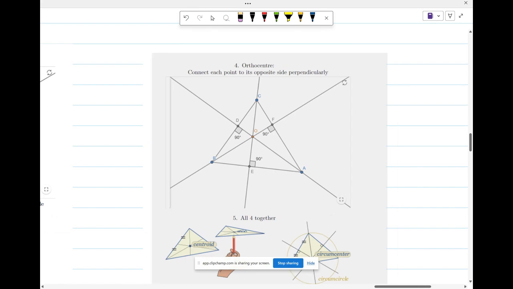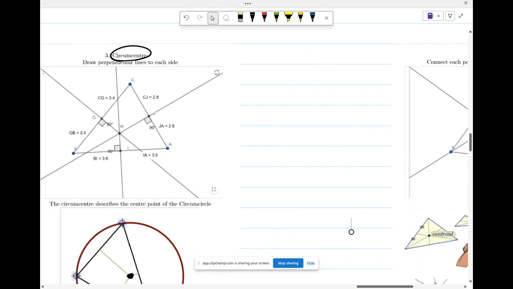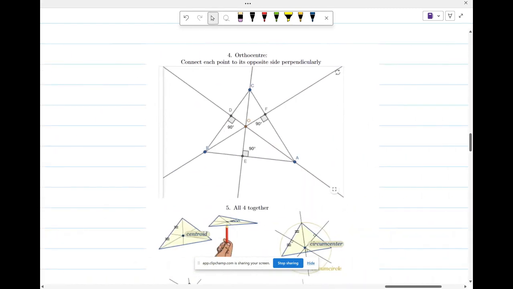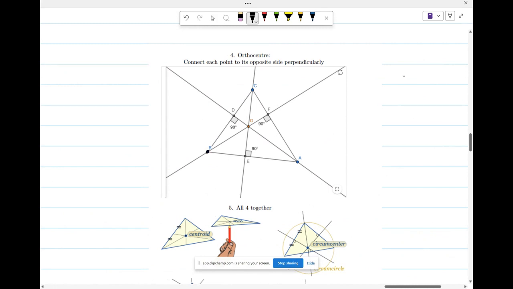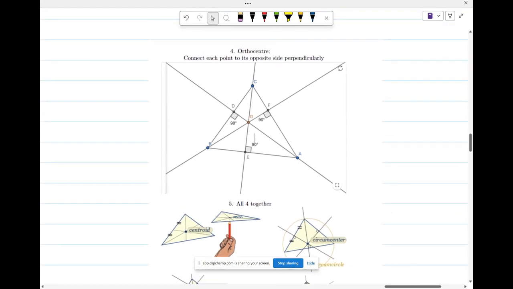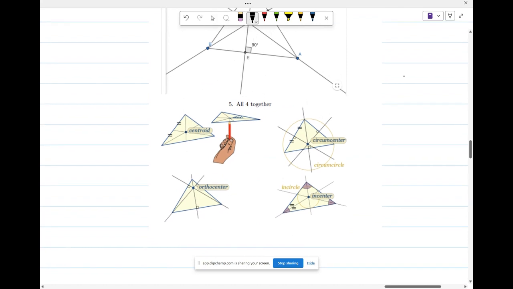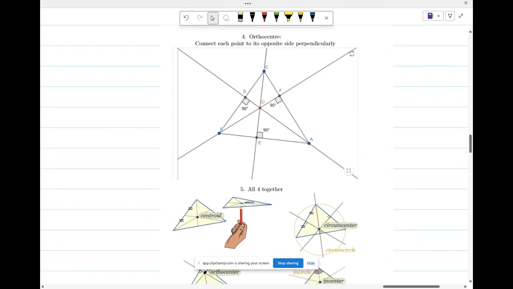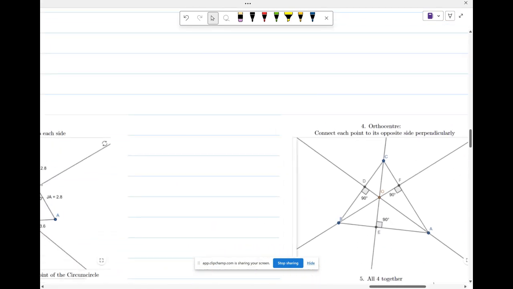So here, it's very similar to the centroid. With the centroid, you connect a corner to the midpoint, but with the orthocenter, you connect a corner to a side, but not at the midpoint. You just want to connect it perpendicularly. So instead of connecting at the midpoint, now we're just connecting at 90 degrees. That's the difference between the orthocenter and the centroid. Some people get it mixed up. There's no real application to the orthocenter. It's just a geometrical object. But it does get asked in exam papers, like we'll see up here.